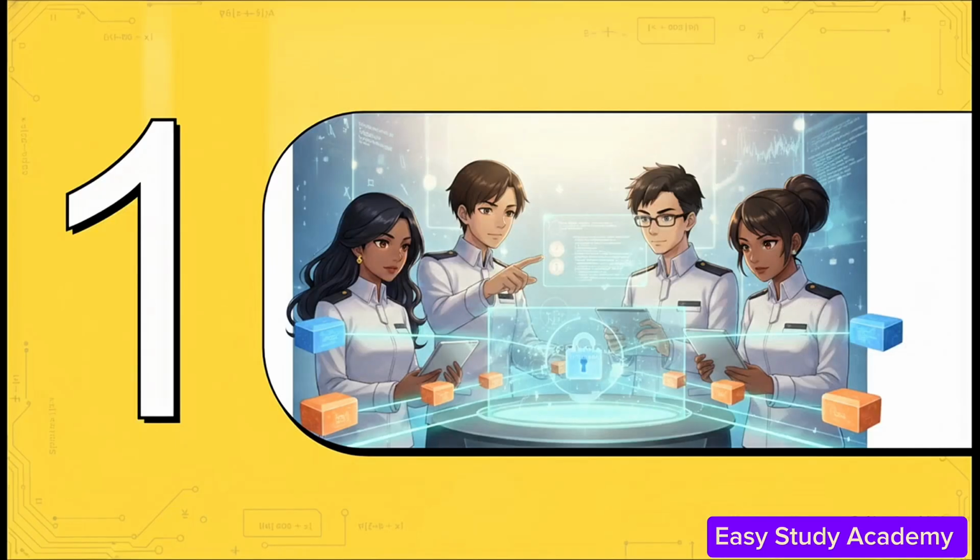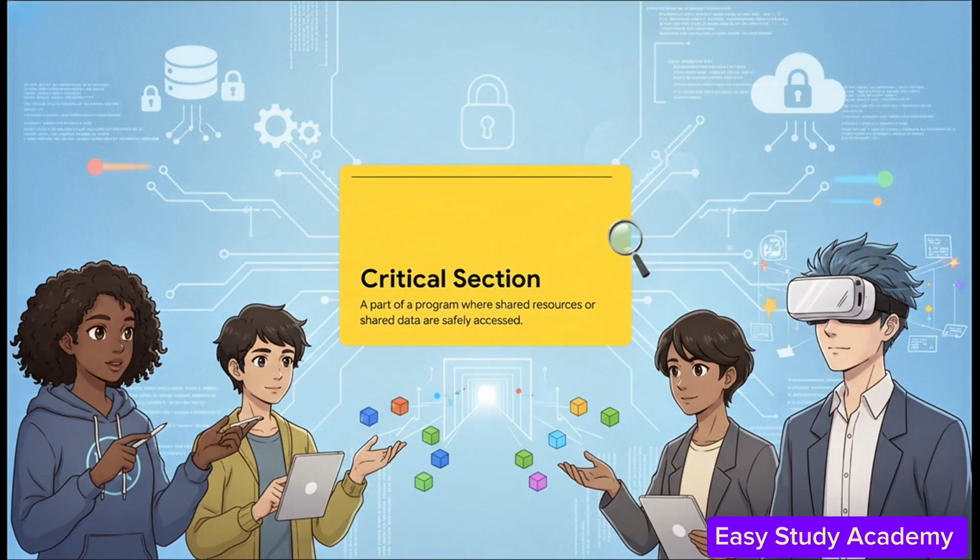We are diving straight into the critical section problem. You are definitely going to see this on the test. Think of a critical section kind of like a single fitting room in a clothing store, right? Only one person can be inside at a time. In your code, it's that specific part where shared resources or shared data are accessed.